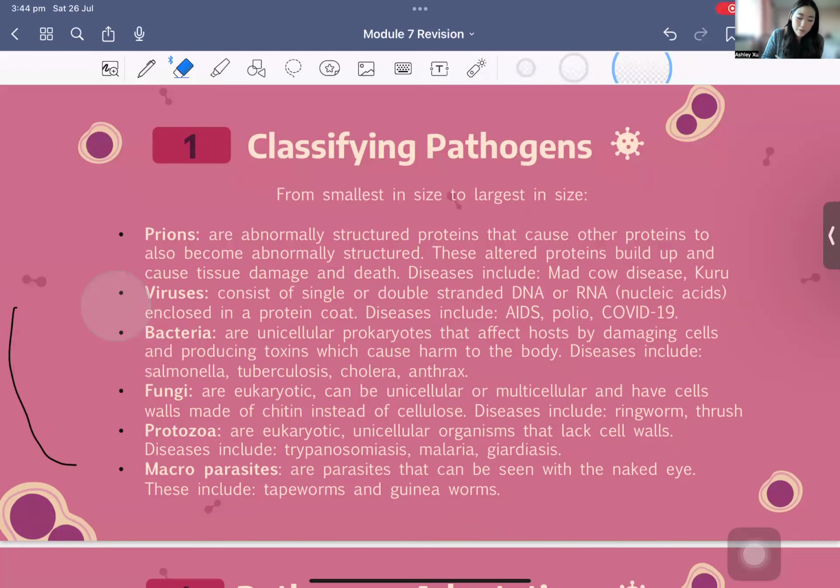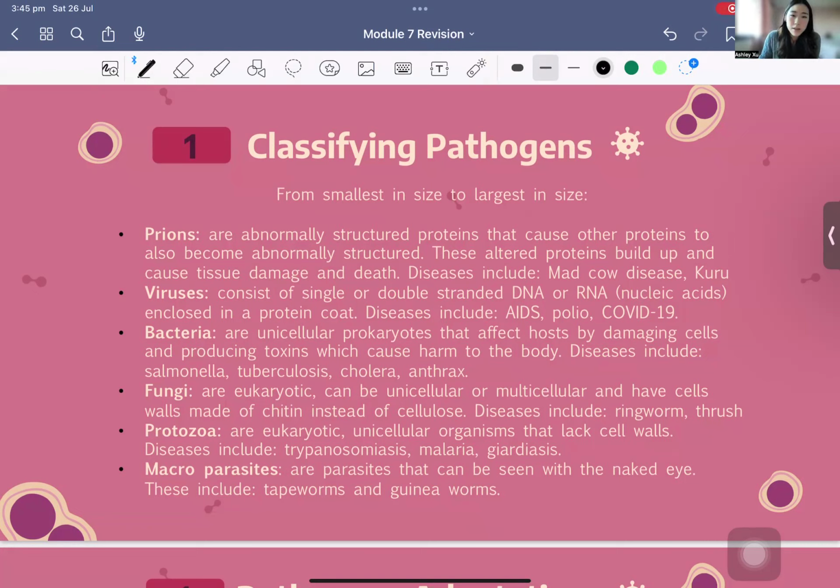What is an example of a virus? I want you to reference COVID-19. Because you know about COVID-19, you went through the pandemic, you really don't have to remember any other example if you know COVID-19. So the SARS-CoV-2 virus causes COVID-19, which is a respiratory disease.